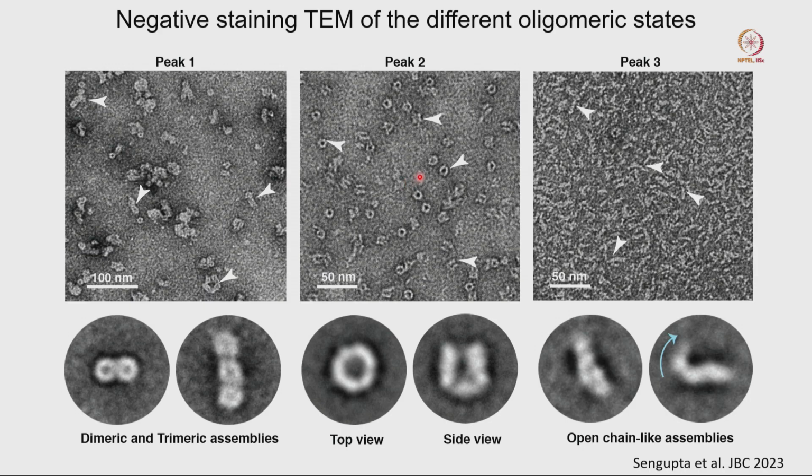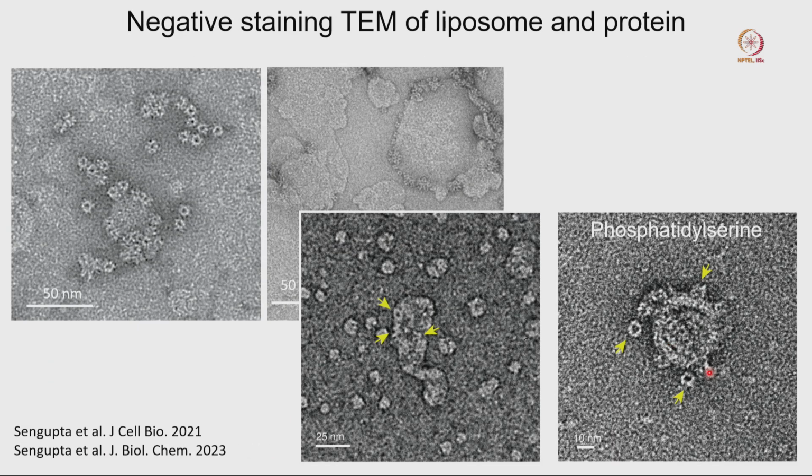In the other case we can see the peak 2 sample. In this peak 2 sample we can see a nice heptamer or hexamer. This is a top view and this is the side view. Then in peak 3 we get many monomers, where we can see the elongated architecture of this protein sample.